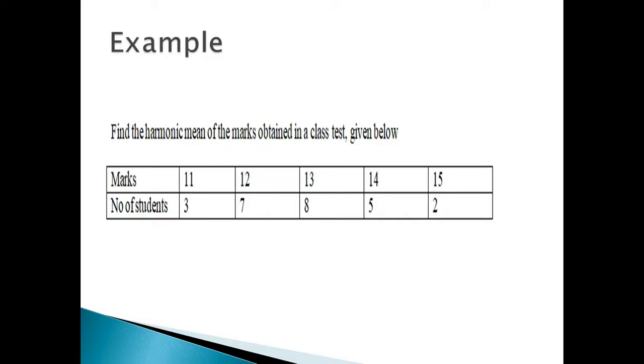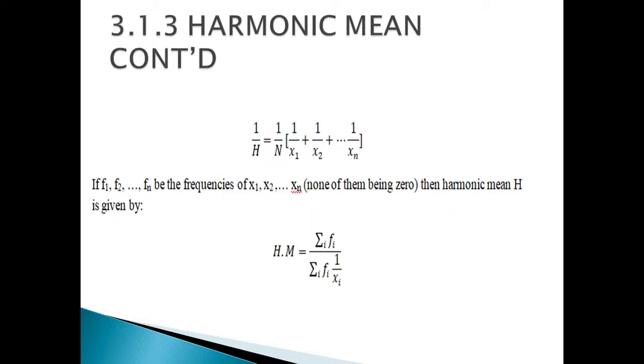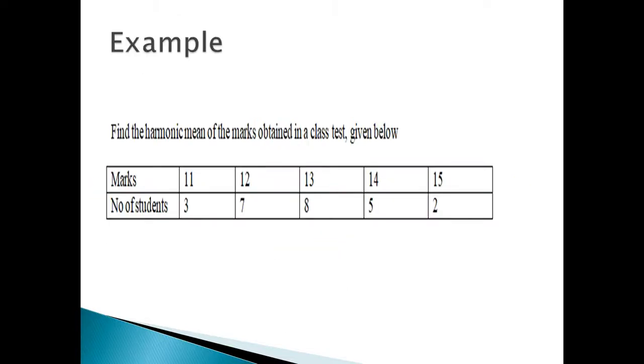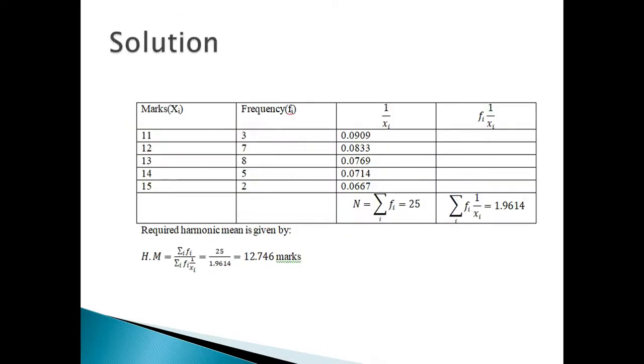Now for an example, here we have the marks and the number of students. Here the number of students is the frequency, and the marks are the xi. So we take the summation of the frequencies and divide by the summation of frequency times 1 over the marks. That is what it looks like. Those are the marks, those are the frequencies, and you take 1 over xi: 1 over 11, 1 over 12, and so on.